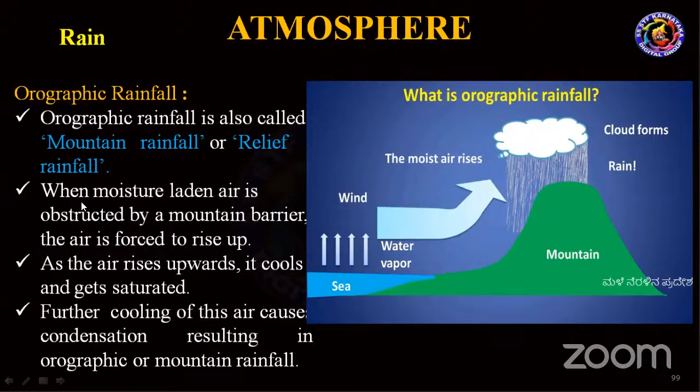When moisture-laden air, meaning air holding moisture, is obstructed by a mountain barrier, meaning a mountain fence or obstacle, the air is forced to rise up. Whenever moisture-holding air starts to blow from one place to another, for example from the southwest, I am taking India's example to explain orographic rainfall.